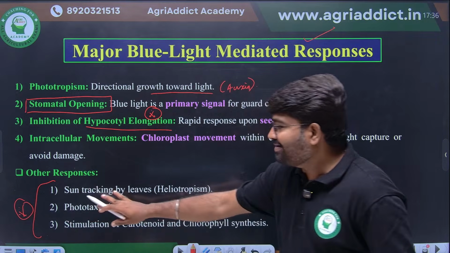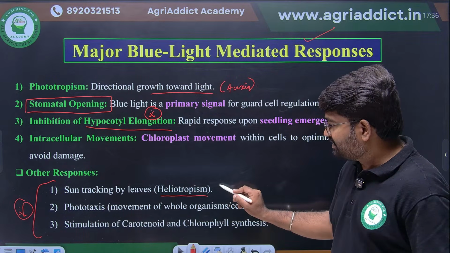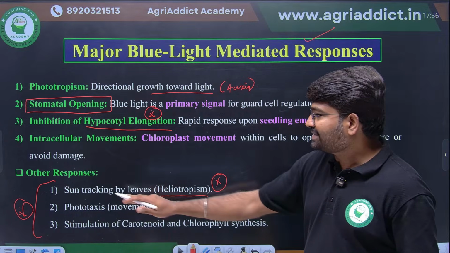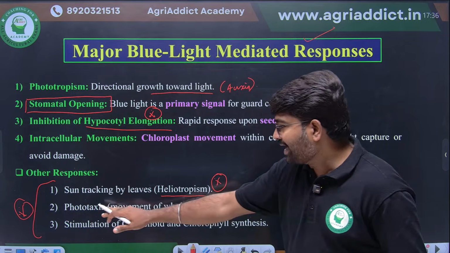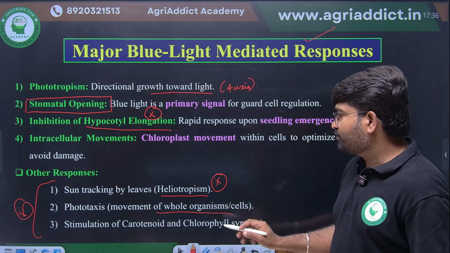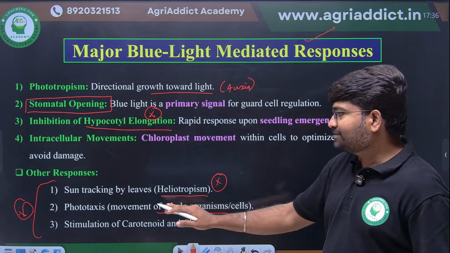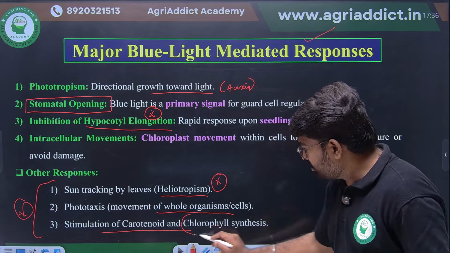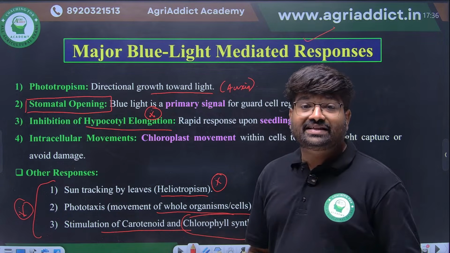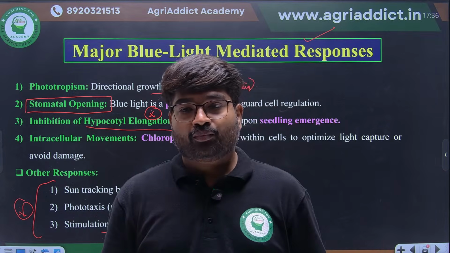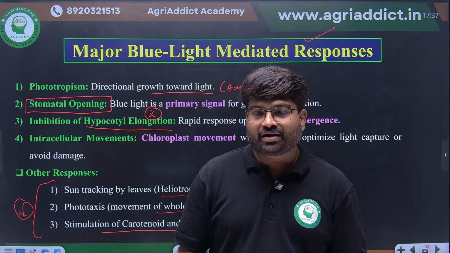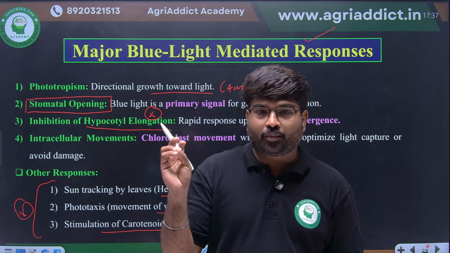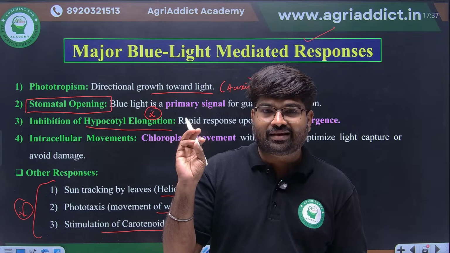Sun tracking in plants is known as heliotropism. This is another important definition: heliotropism means sun tracking by leaves. Phototaxis means movement of whole organisms or cells. Then there is stimulation of carotenoid and chlorophyll. This is very important, students. I forgot to say, chlorophyll synthesis also will be enhanced by blue light mediated response; that is, cryptochromes will be involved in chlorophyll synthesis. Chlorophyll synthesis, stomatal opening, phototropism: these are the three important points.